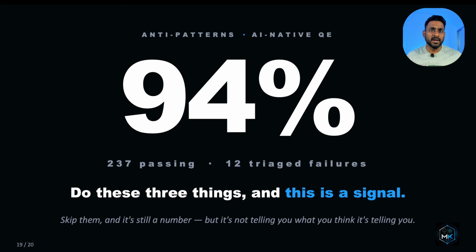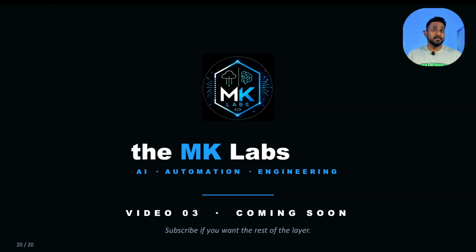But skip those foundations and it's still a number. It's not telling you what you think it's telling you. And that's the real risk with AI in testing and production. You can be surrounded by green while drifting into a failure. So use the pass rate absolutely, but only after you've built the system underneath it that makes pass rate meaningful. 3 anti-patterns and the replacements that actually hold up in production.